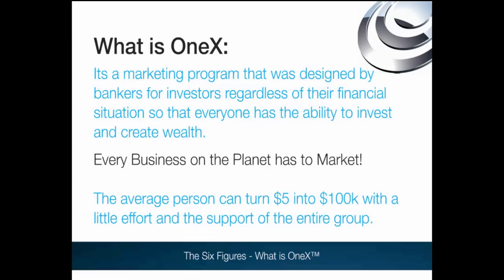The simple fact is that every business on the planet has to market, and Qlxchange is marketing via its OneX program, its OneX feeder program, which has the fast start bonus, of course. The average person can turn $5 into $100,000 with a little effort and the support of the entire group. So the OneX arm of the business is the marketing program designed for people who want to leverage $5 into an investment to create ongoing wealth. It is as simple as that, guys. So there's not too much that's complicated about OneX, but if you can understand that it is an add-on part of the Qlxchange business, that is probably the most important thing to know.